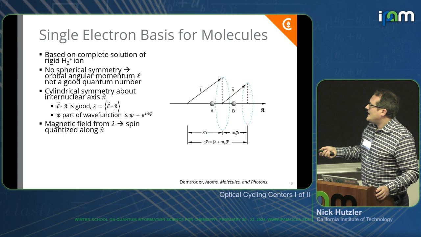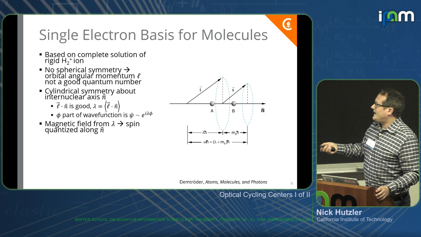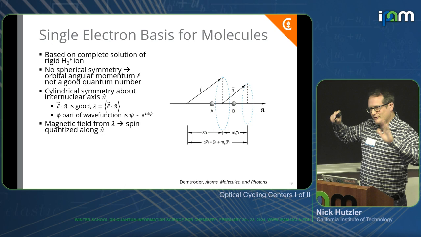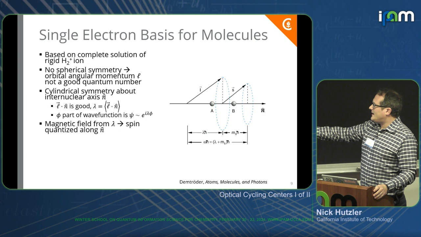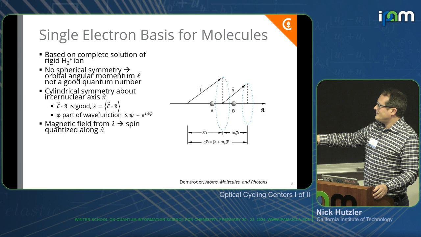And because this orbiting electron makes a magnetic field, there's some internal magnetic field along this direction, and so that quantizes the spin along this direction. This is all very hand wavy again. That's sort of another way to think about why this is a good quantum number, why these are reasonable eigenstates to work with.